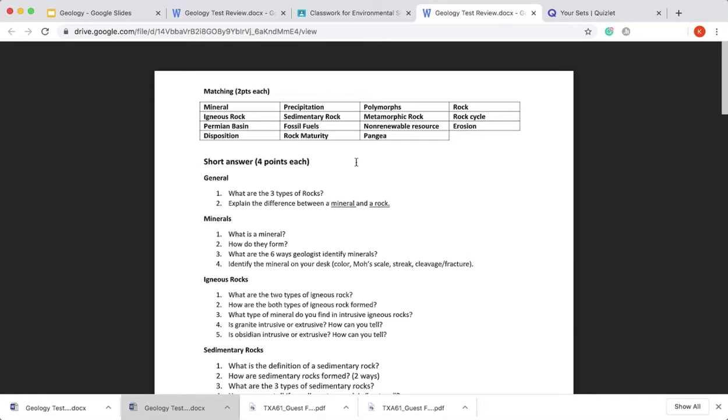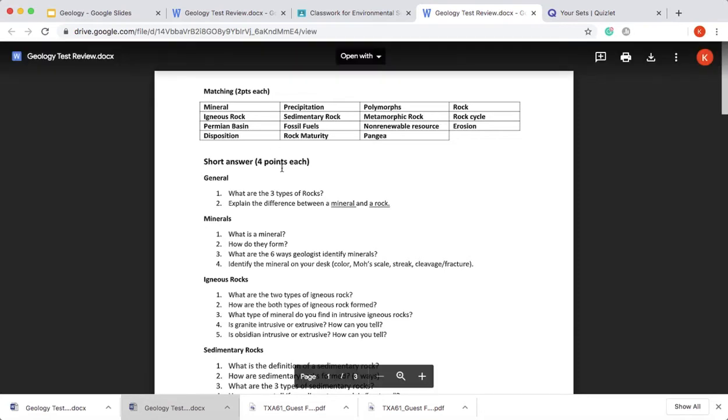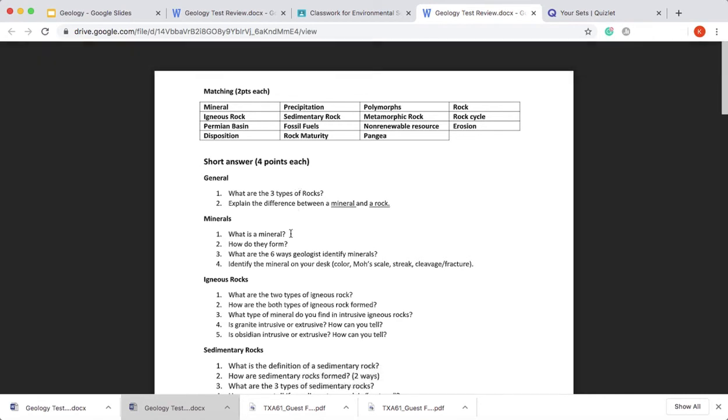And then Pangea is the supercontinent that once connected all the continents together. So like today, a lot of the continents are separated by oceans, but before then we were all one landmass, which is pretty cool. And that's Pangea. And so those are all going to be matching. You'll have the definition in the bank, and then you'll just match the letter to the definition.